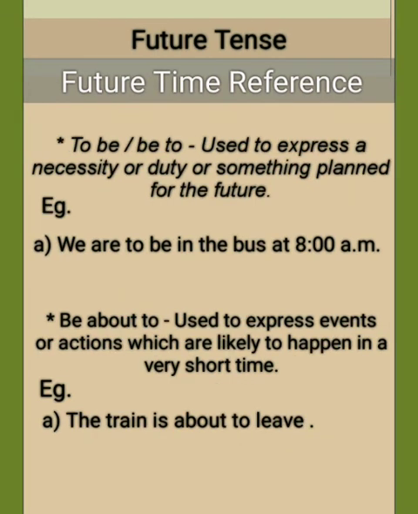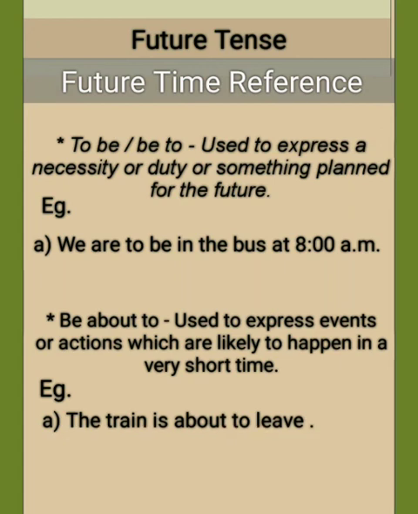Then it can be expressed by using to be or be to. So it is used to express a necessity or duty or something planned for the future. Example, we are to be in the bus at 8 am. Then be about to. So it can be used to express events or actions which are likely to happen in a very short time. Example, the train is about to leave.